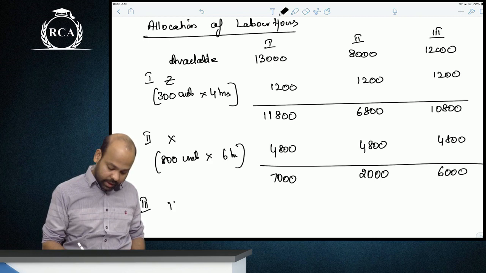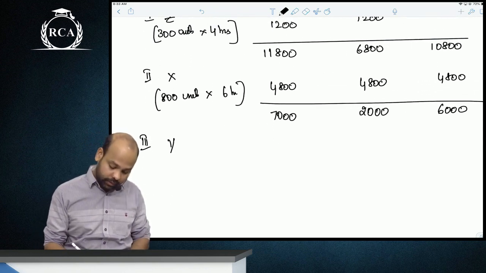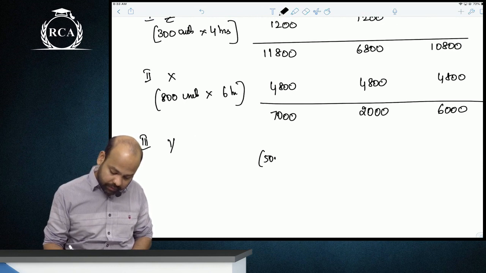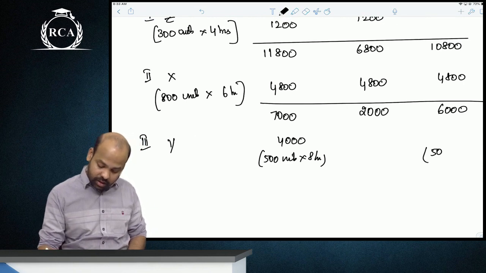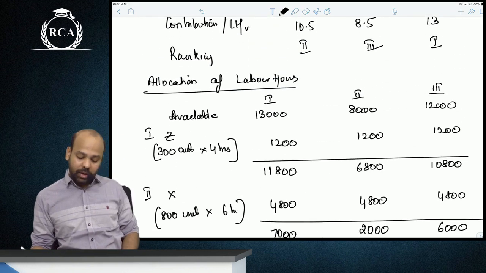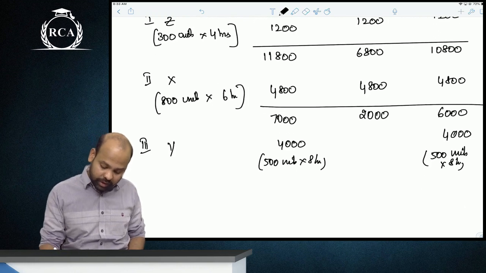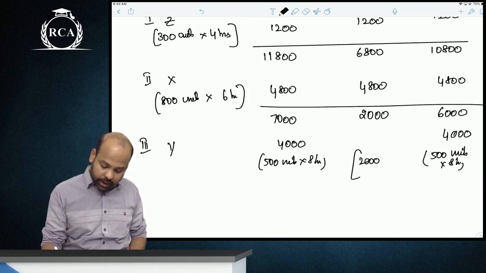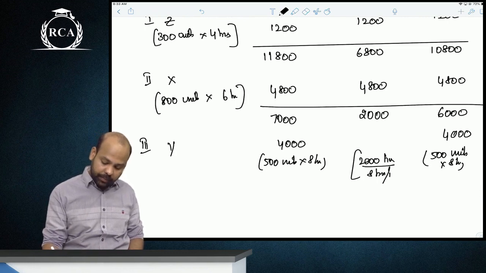Next, ranking has been given to product Y. External sales of 500. 500 into 8. तो यहाँ पे I will write 500 units into 8 hours, 4,000 hours. Here also I will write 500 units into 8 hours, 4,000 hours. But when your labor capacity is only 8,000 hours, you will not be able to manufacture all the 500 units of Y. It will only be 2,000 hours divided by 8 hours per unit.